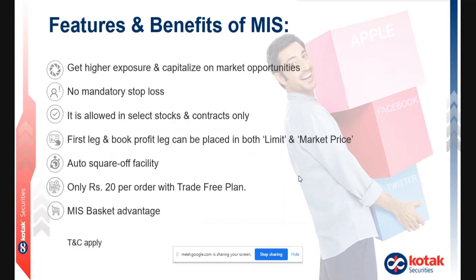Next benefit of it is it is allowed in select stocks and contracts. These contracts and stocks are selected by our risk team. We definitely don't want you to get stuck in a position where there is a 5% circuit limit, and you create a position and now you're unable to close it because the circuit got hit. So we try to select stocks which have good liquidity in the market, and not only these stocks but even in contracts for that matter.